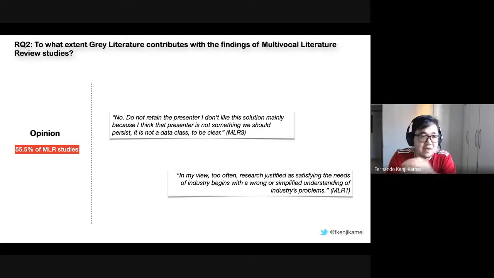Here we have another type of contribution based on opinions. We identified contributions based on opinions retrieved from some gray literature sources. In this case, we have opinions that include personal opinion.